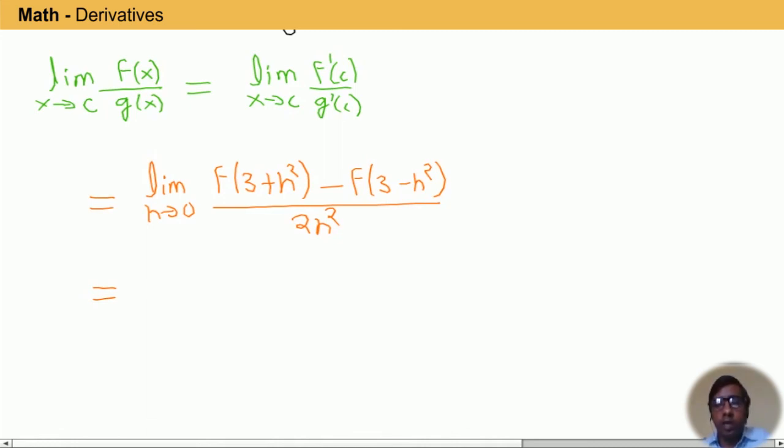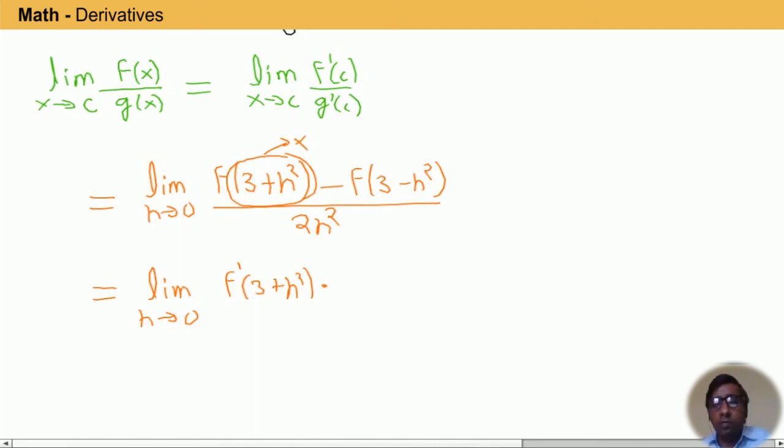According to that, first we need to differentiate the outer function. Two types of functions we are having, outer and inner. Outer is f of this part. If I assume this part as x, then we have f of x. The derivative of f of x would be f dash x. So the derivative of that would be f dash (3 plus h) squared.